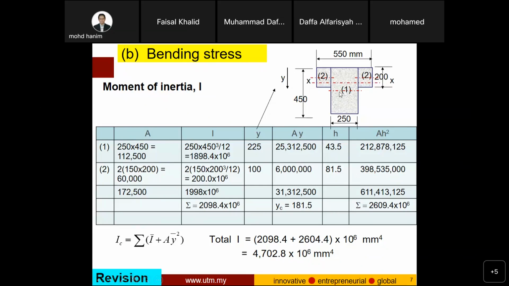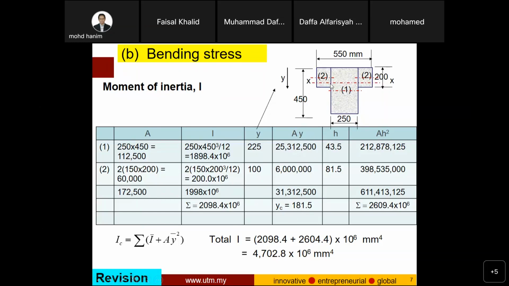Okay, what is the centroid of the whole section? You solve this part first. You get the summation of Ay, and yc is equal to this summation of Ay divided by A here. So here is yc, about 181.5.